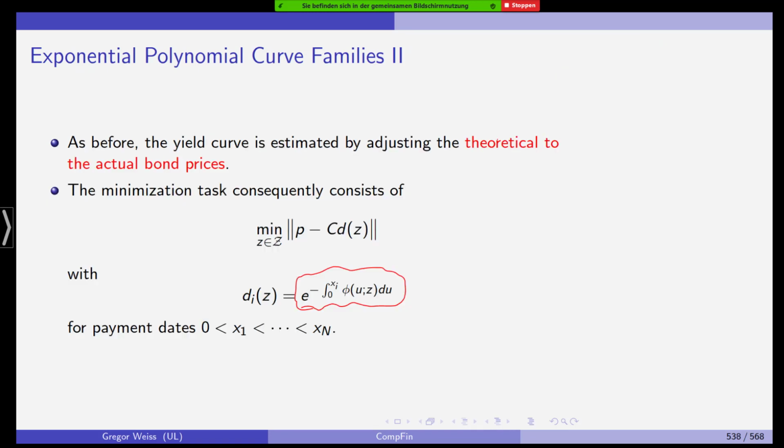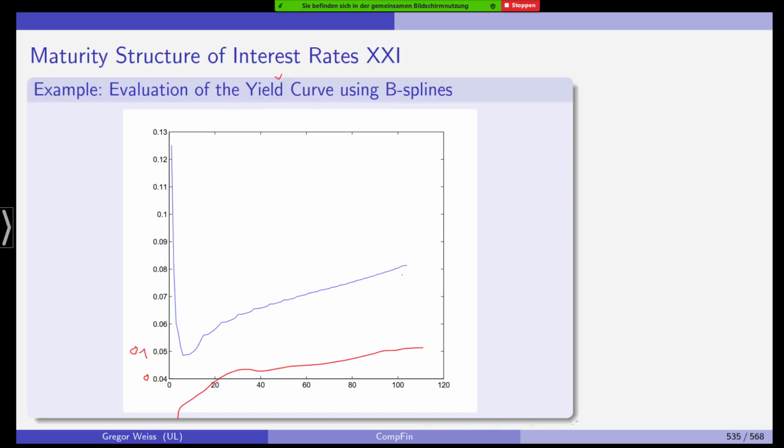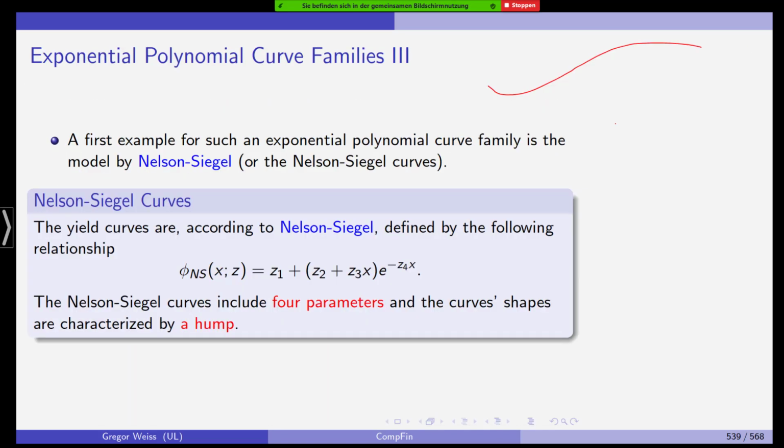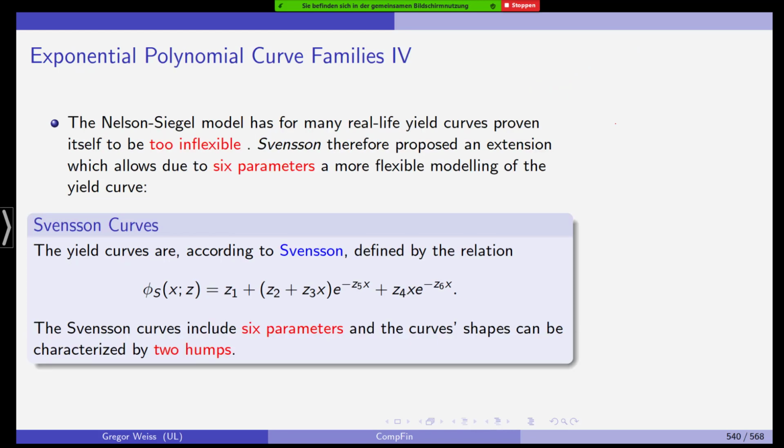Well, we estimated this using a spline. Actually, it can look like this sometimes, but it can also look like this. So it might be that Nelson-Siegel is a good start. Might be that we need more flexibility. For this, we can use the Swenson model. Swenson is an extension of Nelson-Siegel with 6 parameters. So it allows not for one hump, but 2 humps.